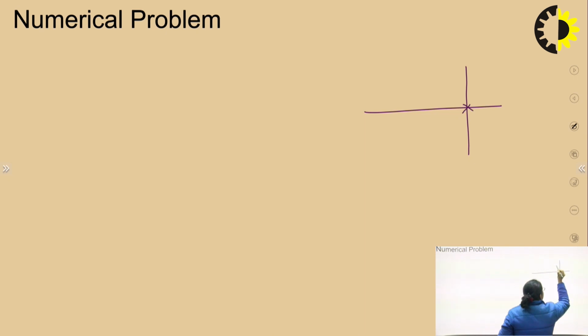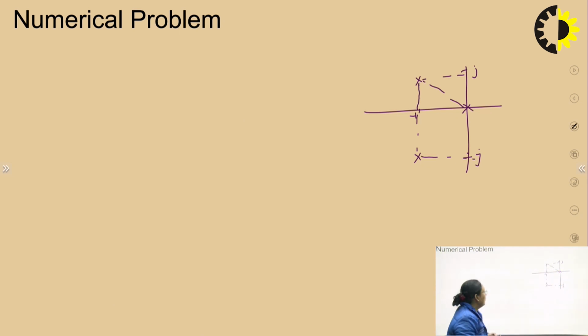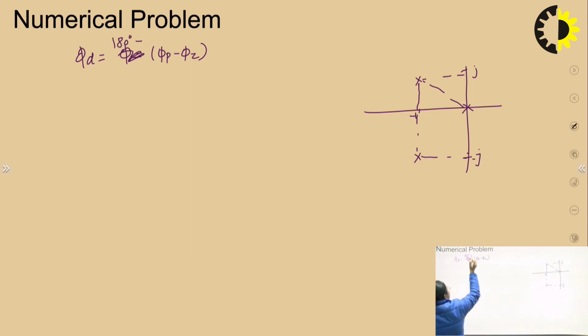One of the poles is lying at the origin and one of the poles is lying at minus j. This is plus j and this point is minus 1. To find the angle of departure, I have to see what angles the other poles are making. The formula for the angle of departure, phi d, will be equal to 180 degrees minus phi p minus phi z.